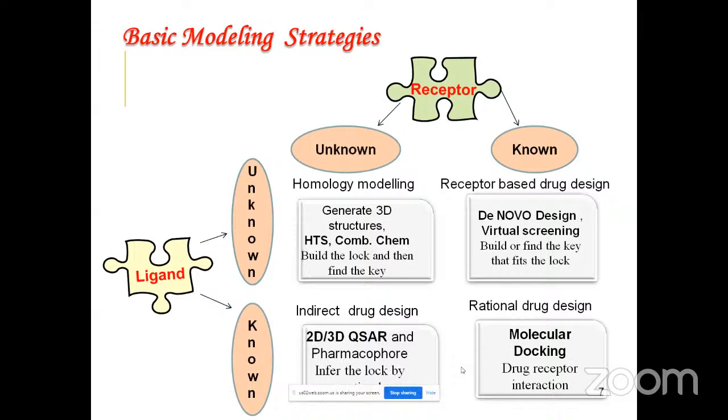Here another part is the ligand, which plays an important role just like the receptor. Now, if the ligand structures are unknown, what does that mean? The native structures which have the capability to bind with that particular receptor are totally unknown.